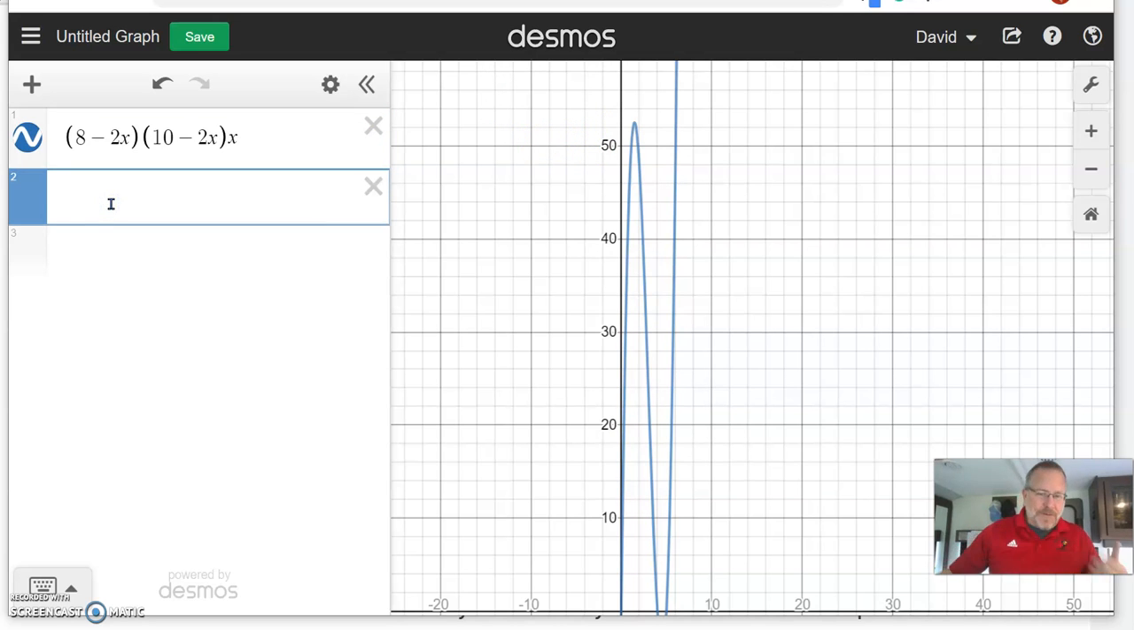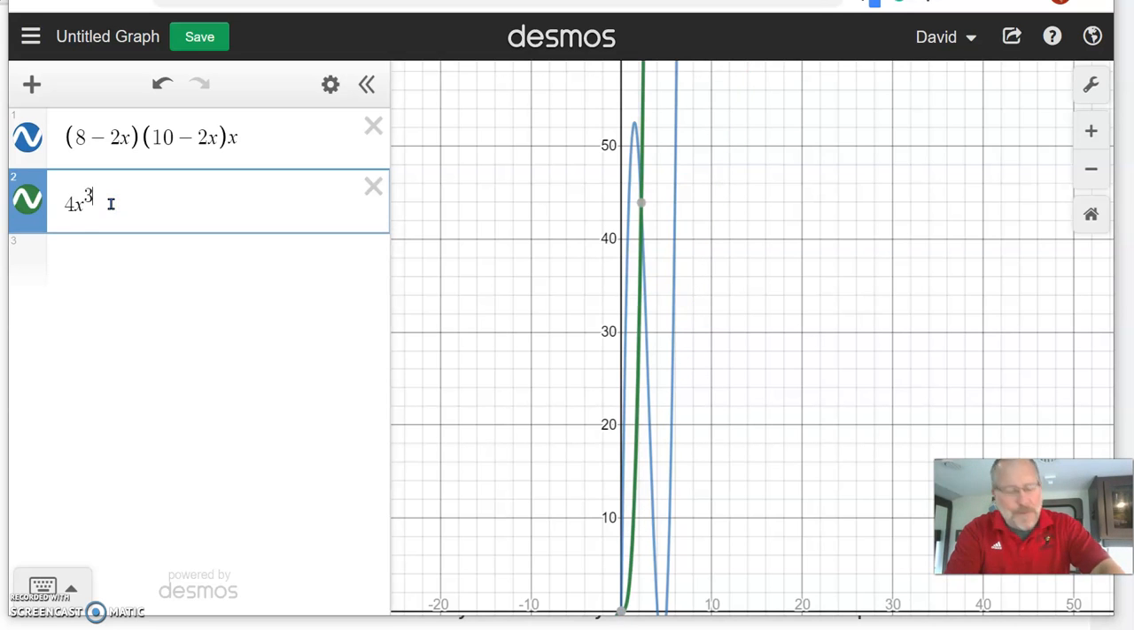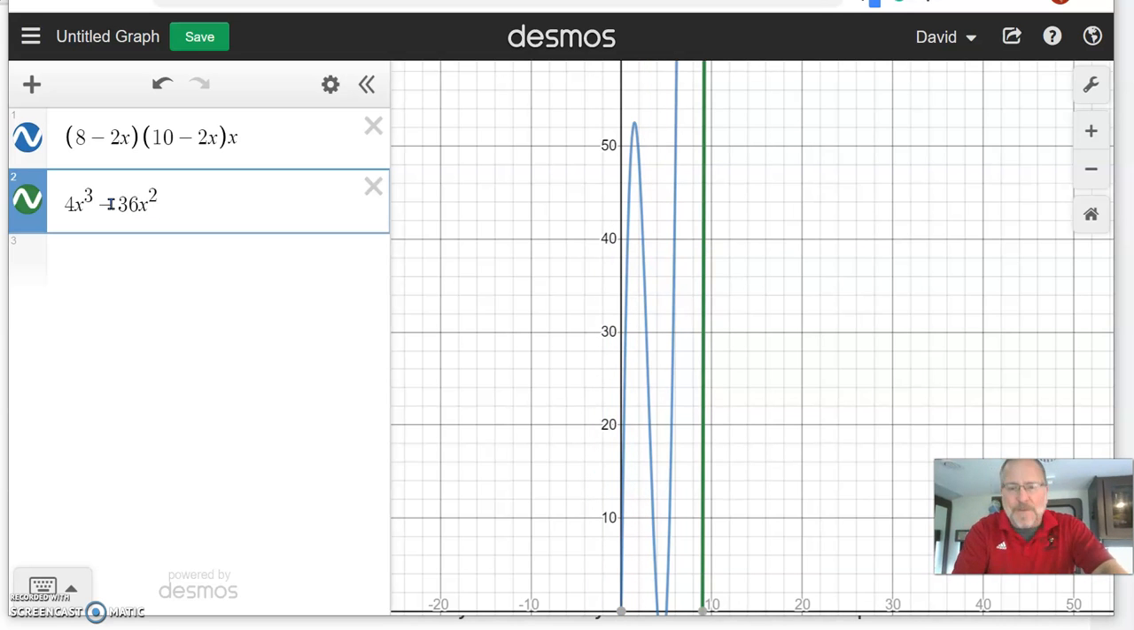I want to show you that it is identical. 4x cubed to the polynomial form, or standard form, they're both polynomials, plus 8x. Cool? And let's see, did I type that? Oh, I got an x. 4x cubed minus 36x squared and plus 8x. And I've just discovered an error. This is awesome. Look, it's not the same.